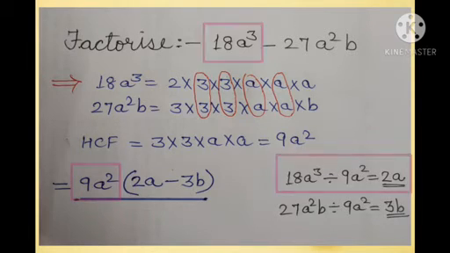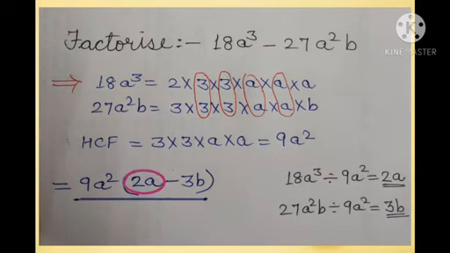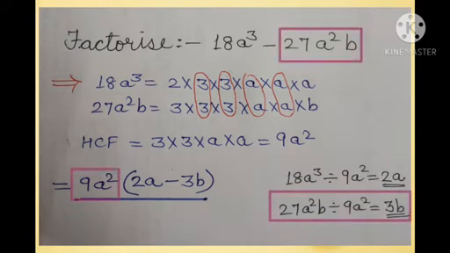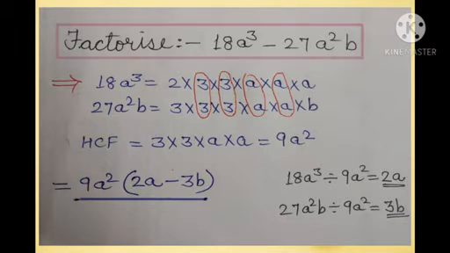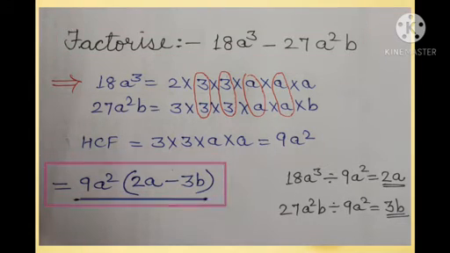Now we divide 18a cube by 9a square. The quotient is 2a, which we write inside the bracket, and 27a square b divided by 9a square gives 3b. This 3b also we write in the bracket. So after factorization of 18a cube minus 27a square b, we get the answer 9a square into 2a minus 3b.